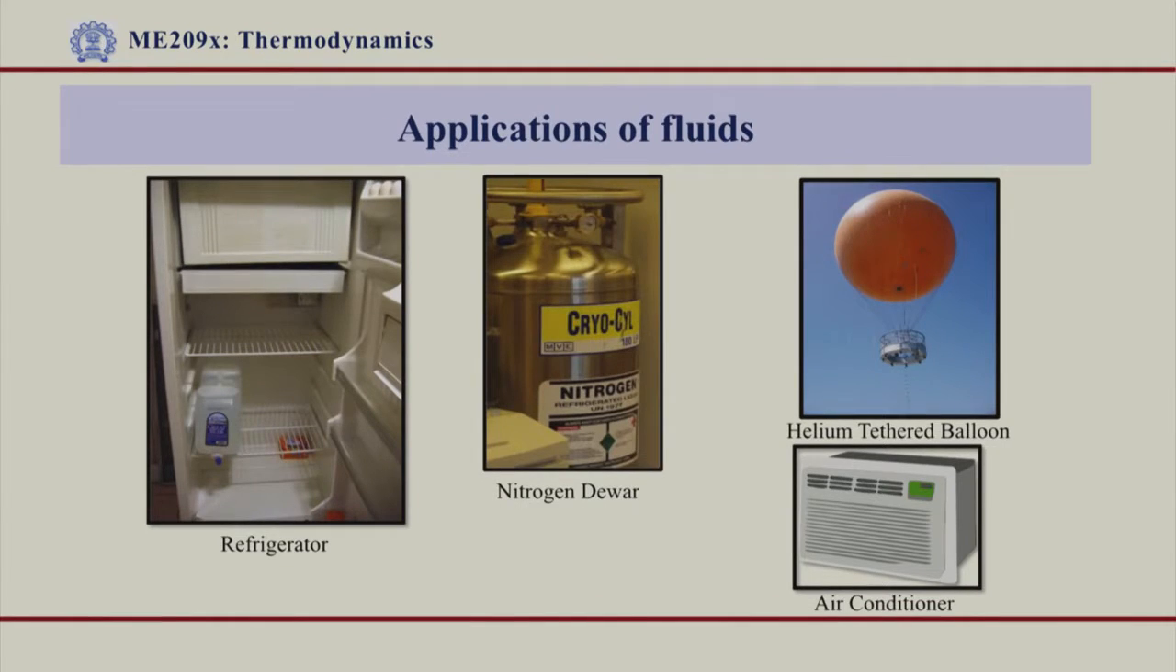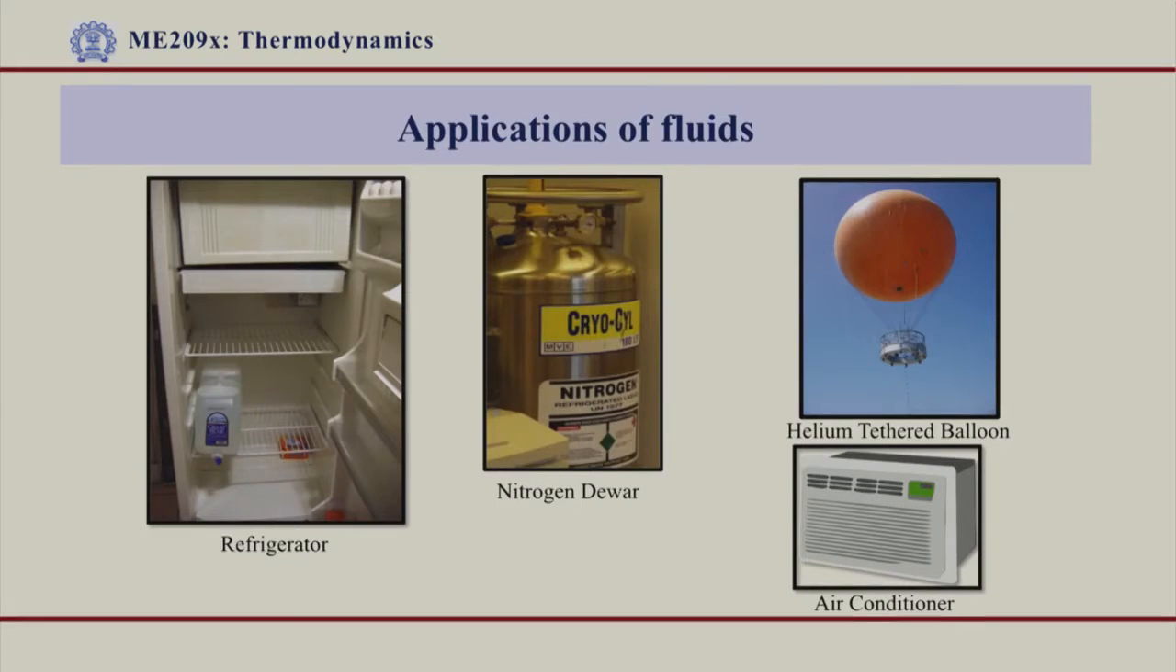Similarly, we have refrigerators, where the refrigerant could be in liquid form or gaseous form. Then we have the nitrogen dewar, where liquid nitrogen could be stored. We have helium balloons, and air conditioners, where the refrigerant again plays a very important role. These are different applications of fluids that we come across in mechanical engineering, and if you want to design these devices, we ought to know the properties of the fluids at different pressures and temperatures, and therefore this topic has its importance from the design perspective of various devices.